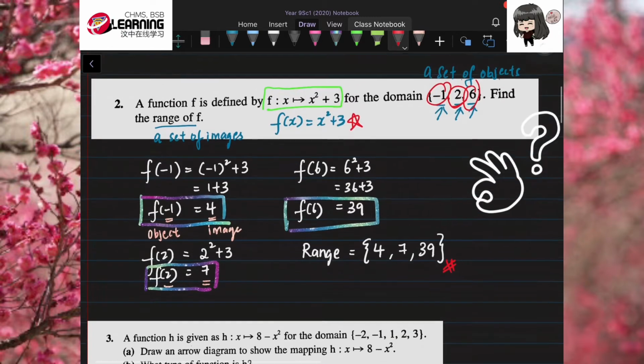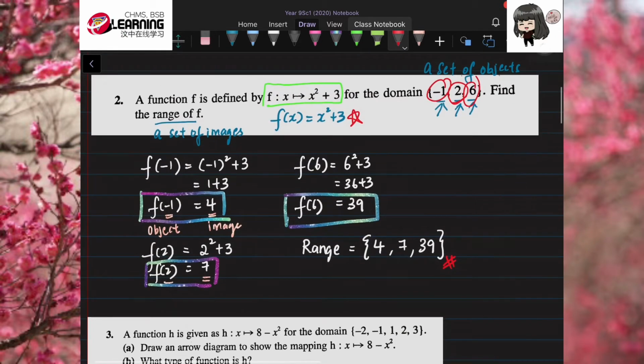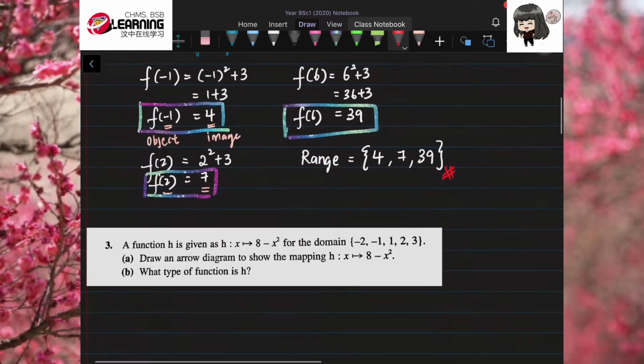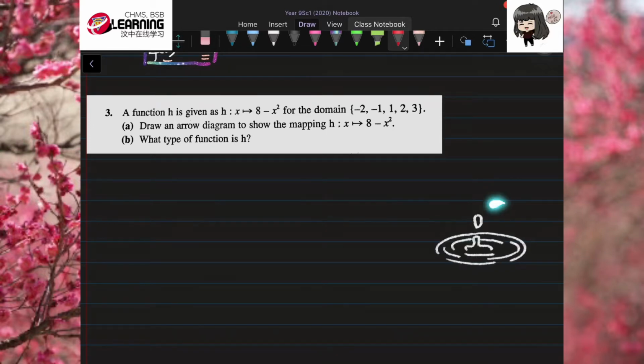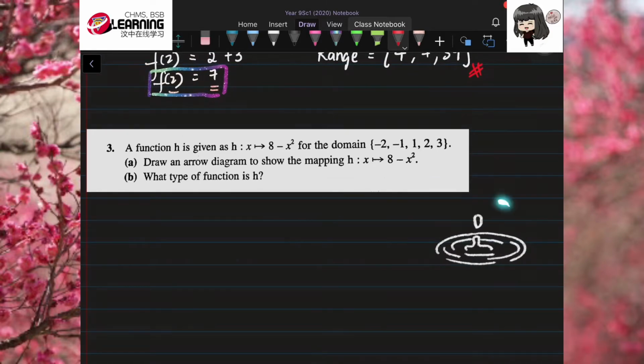So we have question 3. If you want to rewind this one and watch again to listen to the explanation again, please go ahead. Right, question number 3. A function h, it's obviously a function which gives you only one output. It's given as... don't be afraid to see this dot dot and this arrow thing. Just change it to f(x) equals 8 minus x squared. It's the same. For the domain, this is the set of objects.